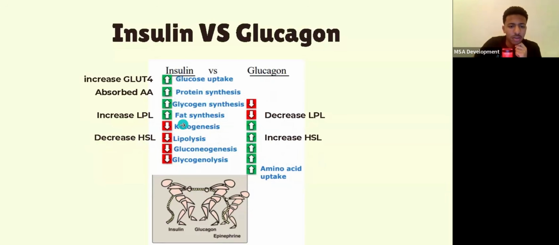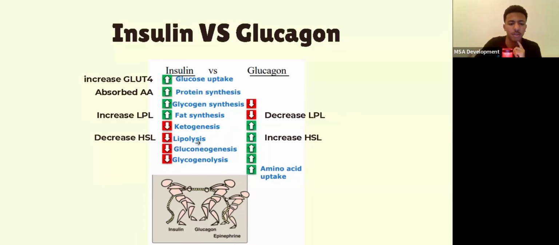Okay, let's get back to insulin. Insulin increases fat synthesis because it's anabolic. And then insulin decreases ketogenesis. You just have to memorize this. You don't need to produce ketone bodies. We're going to talk about this later in which lecture? Feed fast, okay? So ignore this for now. And then insulin decreases lipolysis.